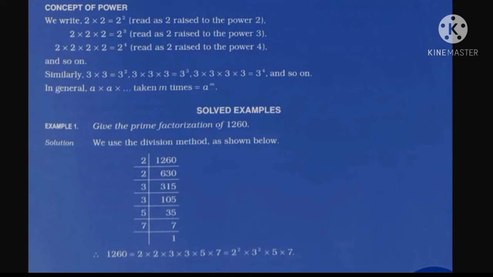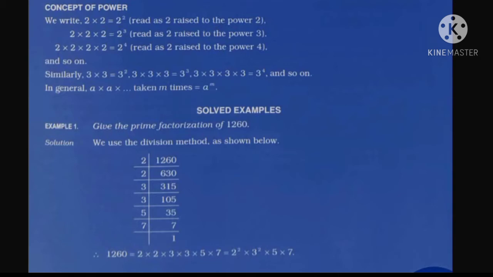Now let's do an example. Let's solve it. 1260. So we will be using the division method. 1260 is an even number. So first we will be using the smallest prime number, which is 2. So 2 630s are 1260. Again 2 315s. 315 is divisible by 3.